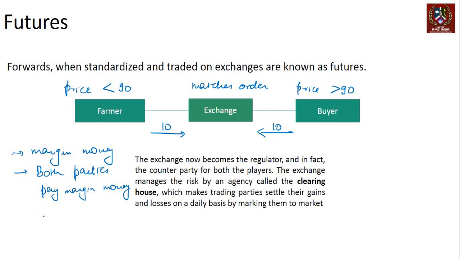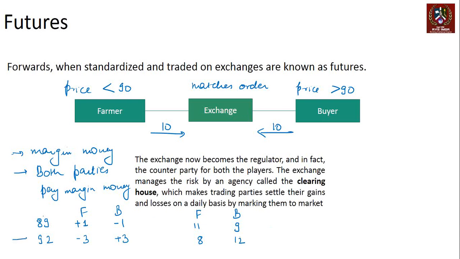The first day, if the price becomes, so let's create a table of the farmer and buyer. If the price goes to 89, the farmer sees +1, the buyer sees -1. In other words, the accounts of the farmer will show 11, the accounts of the buyer will show 9. Remember, they put in 10, 10 initially. If the next day the price goes to 92, the farmer will see -3 from this point and the buyer will see +3. So -3 will take it to 8 and +3 will take it to 12.